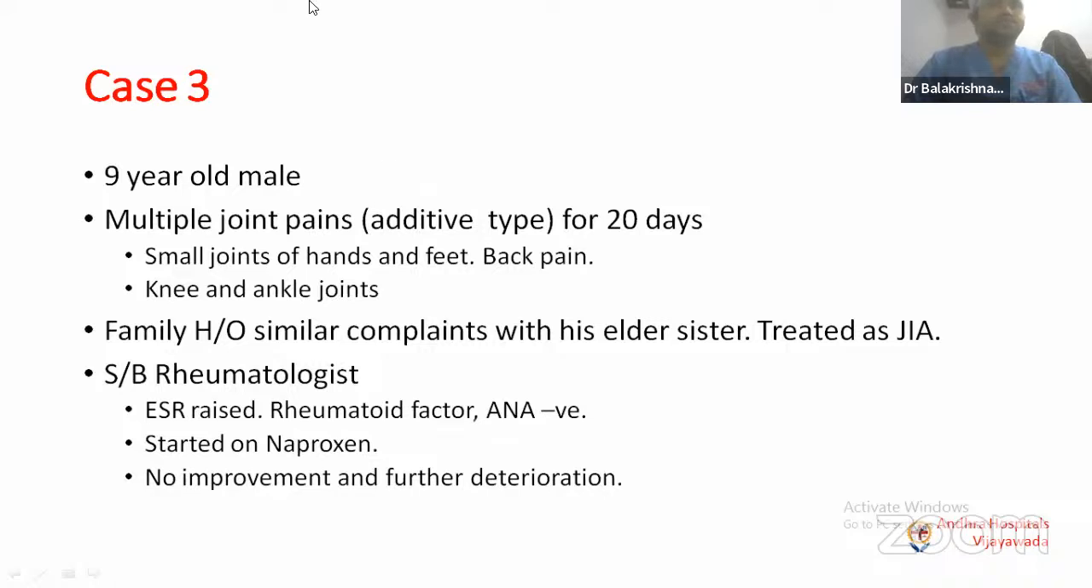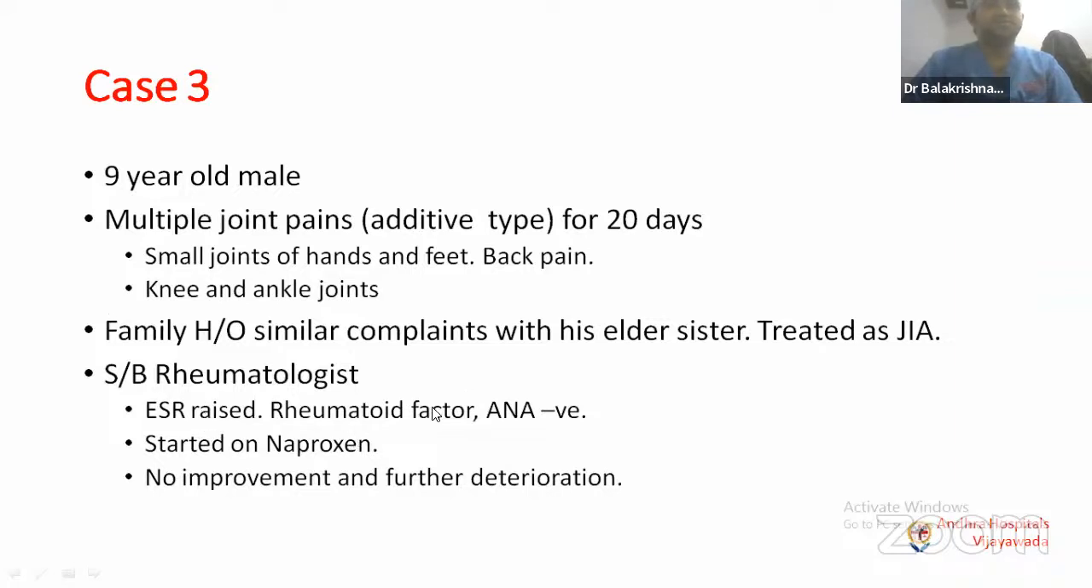So this is another child, a 9-year-old male child with multiple joint pains for 20 days, small joints of hands and feet, and there is back pain. Family history of similar complaints was there with his elder sister. So definitely they treated it as juvenile idiopathic arthritis. The child was referred to a rheumatologist.